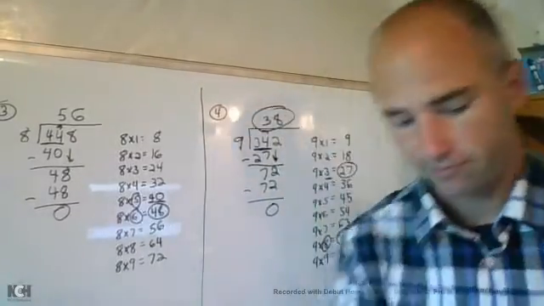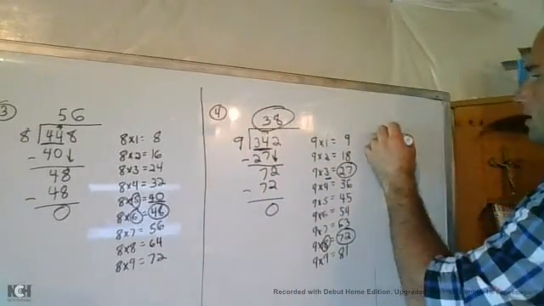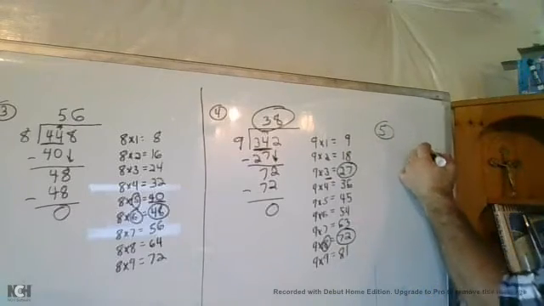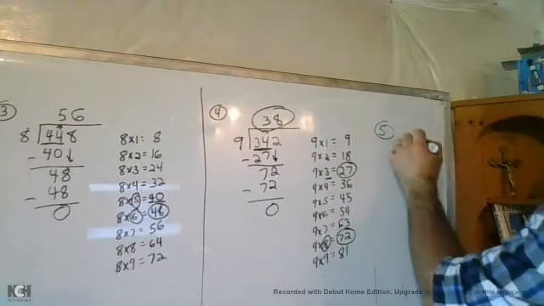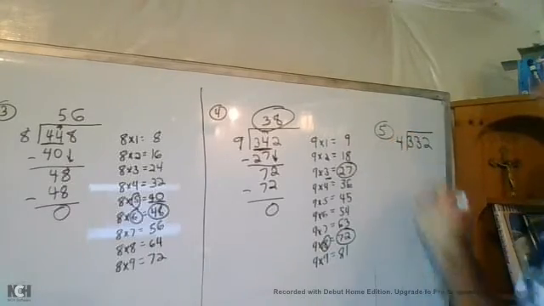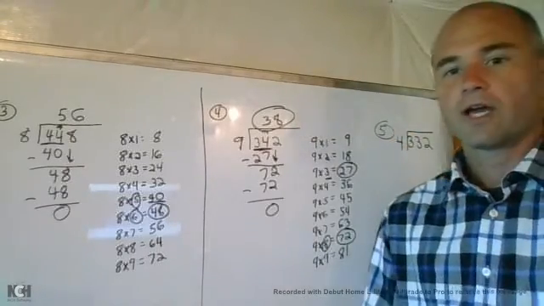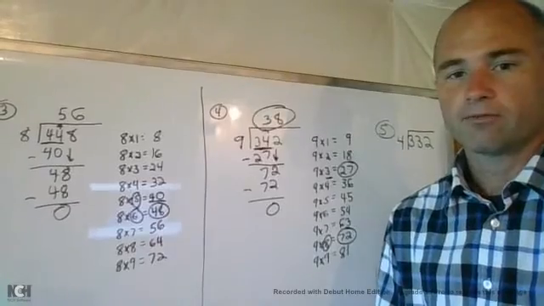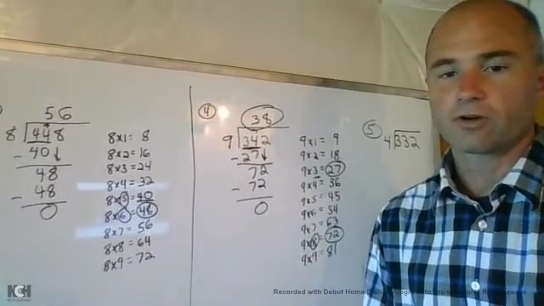Now your exit ticket for today is going to be 332 divided by 4. So go ahead, solve that problem now, and then submit your answer in the Google form after you're done.